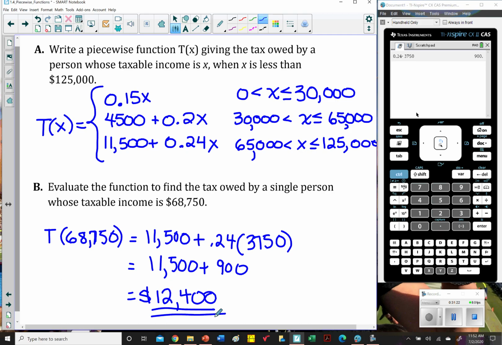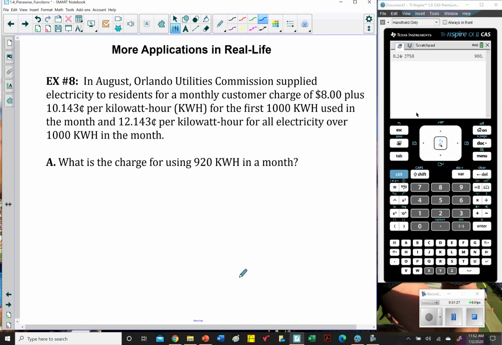Wonder how that compares to the US. So I live in Orlando, Florida, and it's really hot in August. And in August, I took this off of our electric bills from 2017. They charge $8 plus 10 cents for every kilowatt hour. And we want to know what the charge is for using 920 kilowatt hours. So this is the charge for the first 1,000 kilowatt hours.